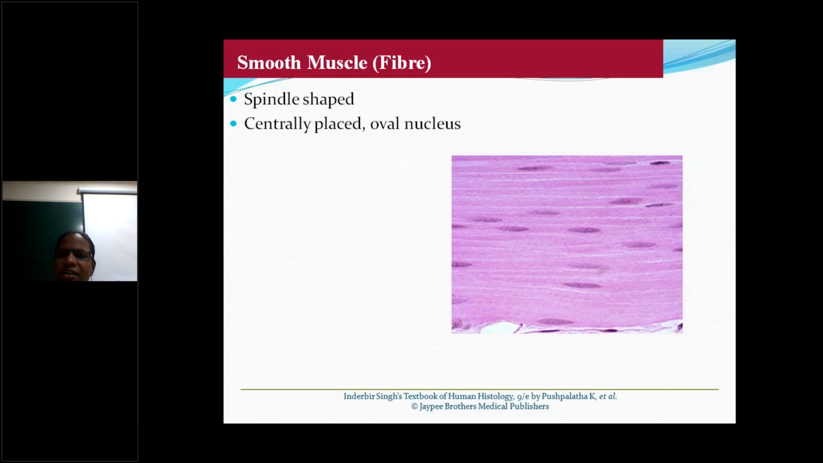Each individual muscle fiber is covered by a little amount of connective tissue, which we call the endomysium.